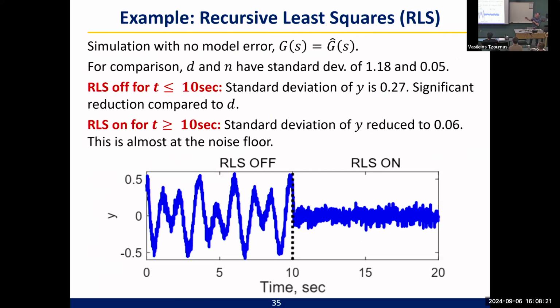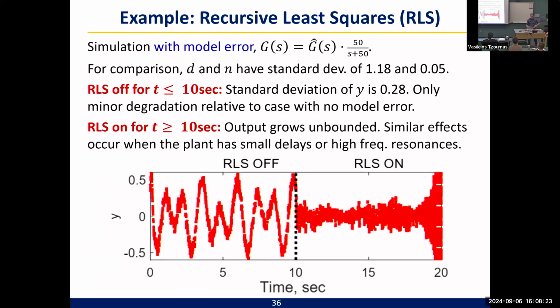Okay, so this was the case without model error. Now imagine I add just a little bit of model error. The loop bandwidth, I think, was 12 radians per second. I'm going to add a little bit of extra model error out at 50 radians per second. Normally when we do classical control, this wouldn't have much effect at all.